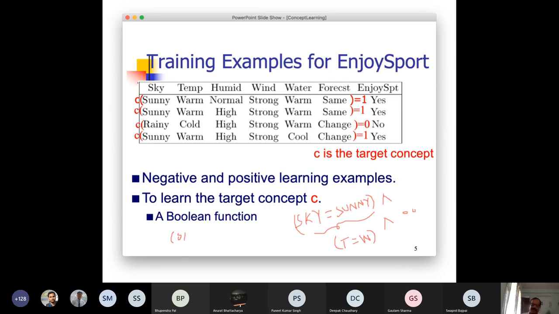In a way, this is a hypothesis. If I just take this one, it is a hypothesis. Right? But does this hypothesis satisfy my whole training examples? No. It's not, because I have written it considering only the first one.